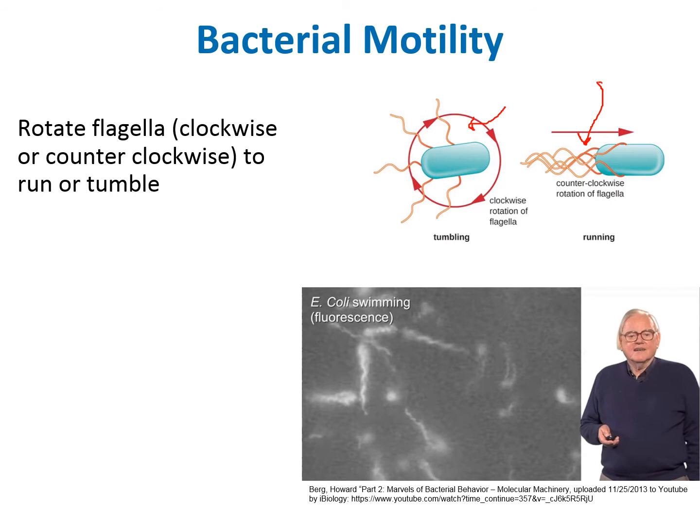When the cell is moving forward smoothly, that's called a run, and when the bacterium stops and begins to reorient in space, like you see here, that's called a tumble. So bacterial movement consists of runs and tumbles.